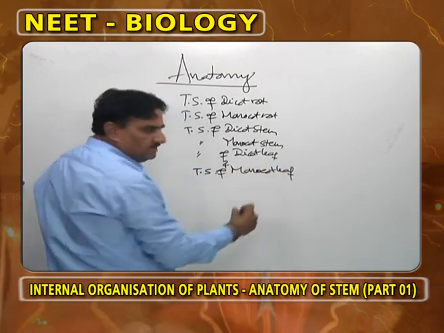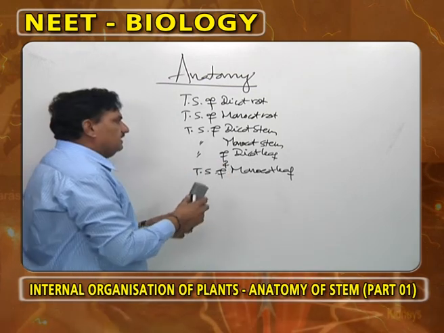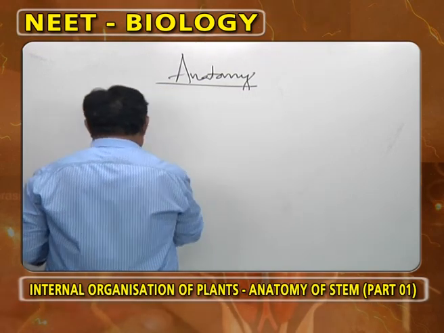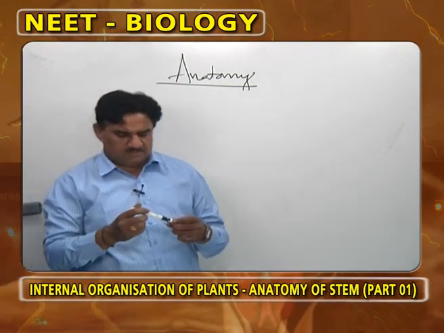Dicot leaf is also called dorsiventral leaf. Monocot leaf is also called isobilateral leaf. So, we discuss anatomy of TS of dicot root, anatomy of TS of monocot root. Even though both are roots, there are some basic differences in dicot root and monocot root.